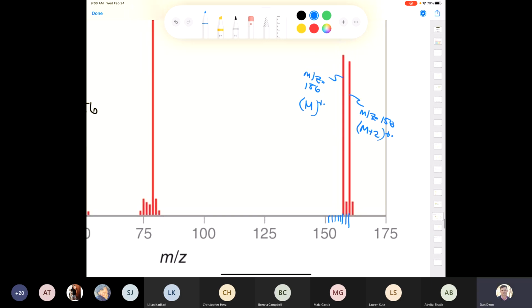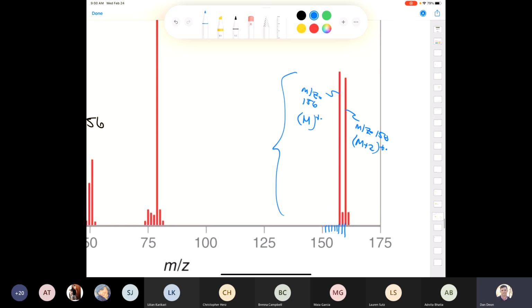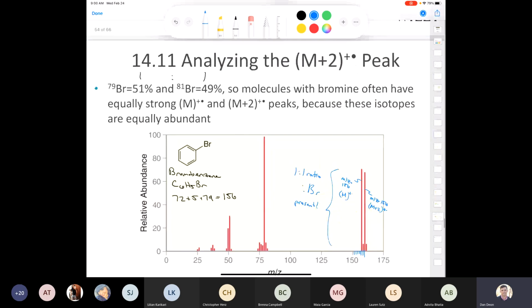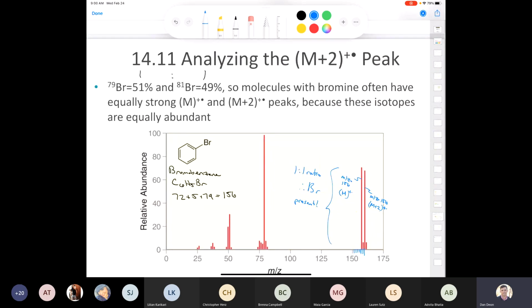Okay, and look at their relative heights. They're almost equal. Therefore, you have bromine. So a 1-to-1 ratio. Therefore, bromine is present. Simple as that. Give me a thumbs up if you follow me on analyzing the M+2 for a bromine or a chlorine. That's all you need to know for the M+2 rule.